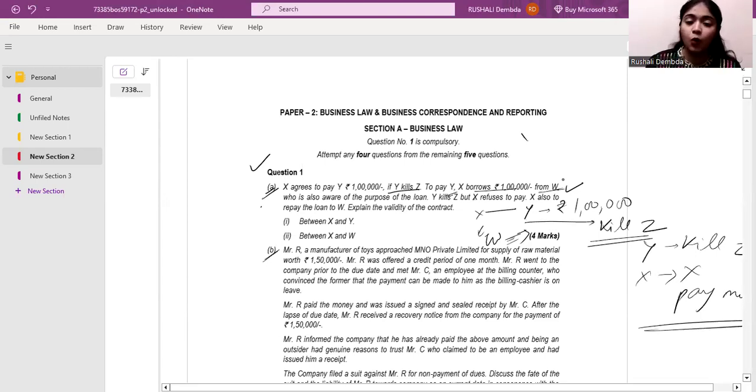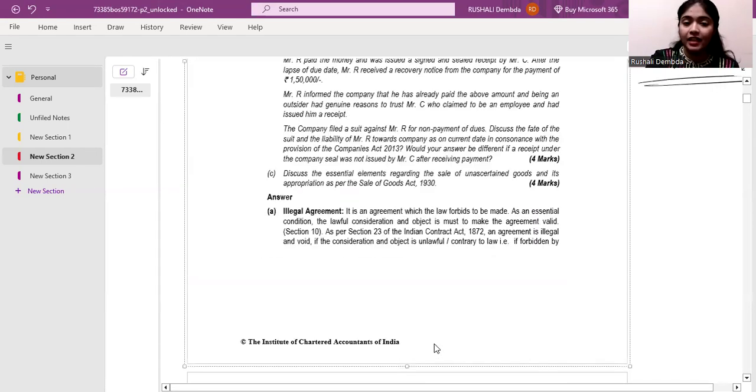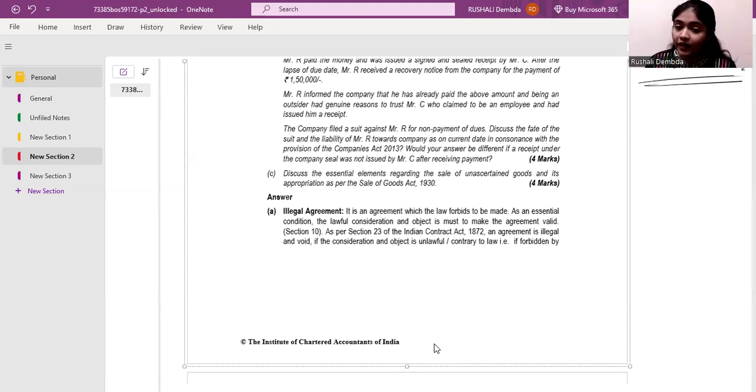Now, we have been asked, what is the valid contract over here? Is it a valid contract between X and Y, or between X and W? See, over here, someone has been asked to kill or murder, where illegal, unlawful things are involved, which are in contradiction to law. Is that a valid contract or is it a void contract? That is the first thing we'll be seeing. The agreement over here is illegal. It is an agreement which the law forbids to be made.